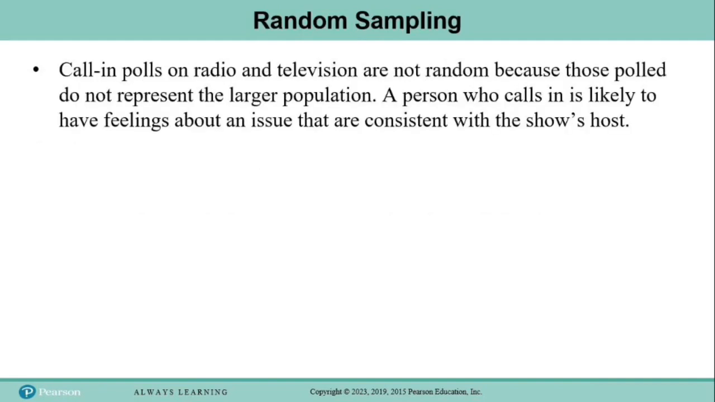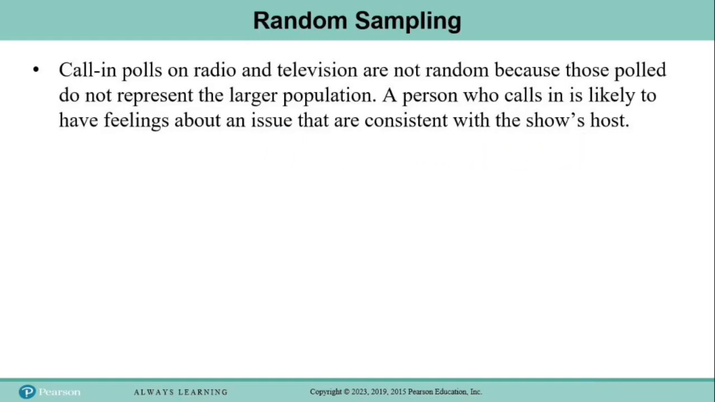Now, a lot of times, if you watch the news on TV or listen to podcasts or radio, they'll talk about call-in polls. These are not random because if people are calling in and expressing their opinion, those people are including themselves in the sample. And that is not a good way to get a random sample of the population, because what happens is people who call in are more likely to have feelings about an issue that are consistent with the show's host.